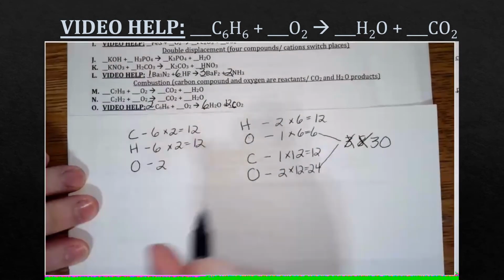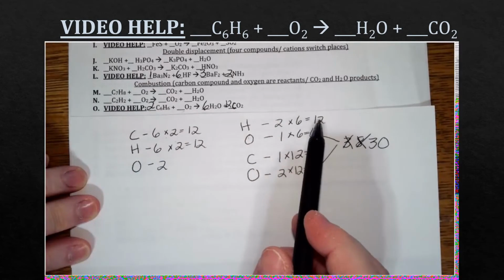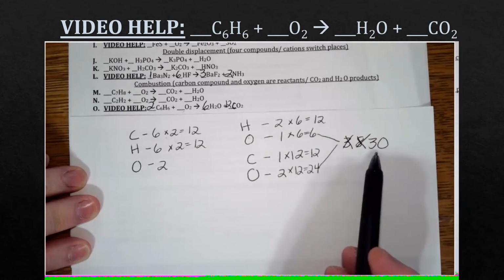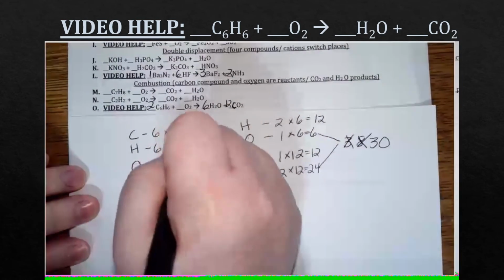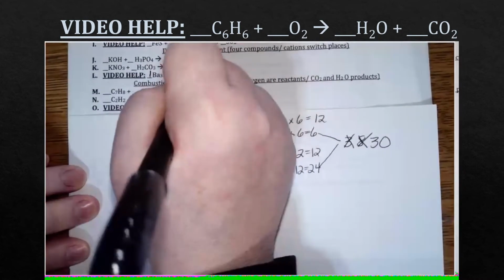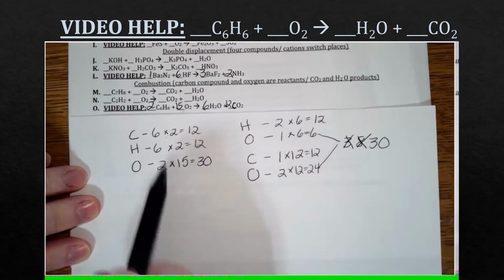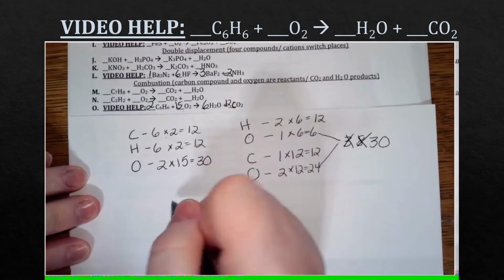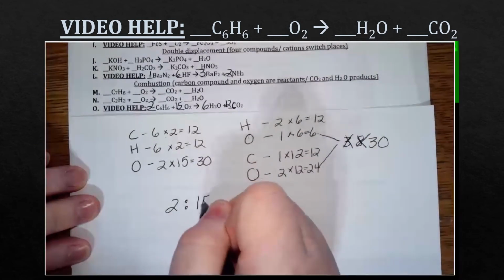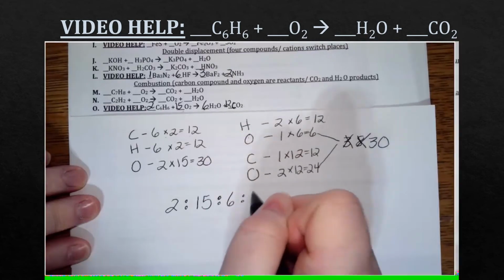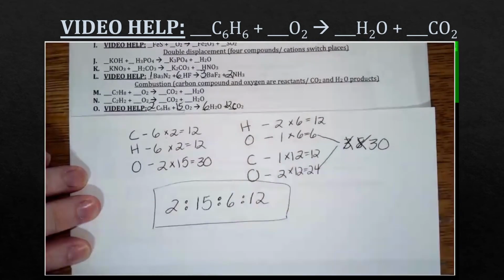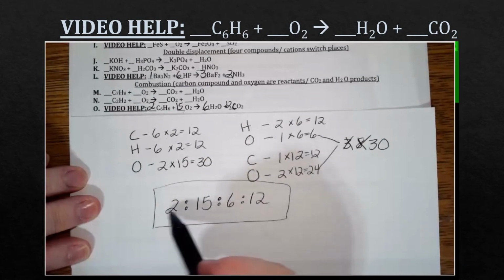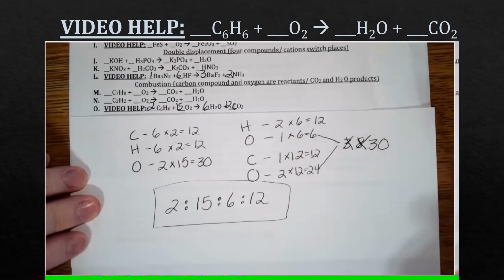Okay, so carbon is still balanced here. Hydrogen is still balanced, but oxygen, oh my goodness, there's 30 on this side and only 2 over here. So I'd have to do times 15, it's 30, and look at that. I'm balanced: 12 carbon, 12 carbon, 12 hydrogen, 12 hydrogen, 30 oxygen, 30 oxygen. Let's look at our coefficients. 2, 15, 6, 12. Can this be reduced? No, it's actually balanced. Sometimes when you do this, you end up having to divide all the coefficients by 2, but not in this case. We're finished.